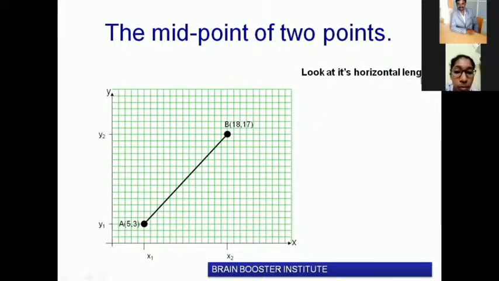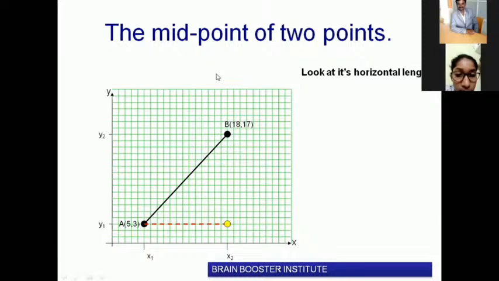Look at its horizontal length. What is its horizontal length? It's 14 units, and it is x2 minus x1. Let us see the midpoint of this line. As we have assumed, this is x1, y1 and this is x2, y2.